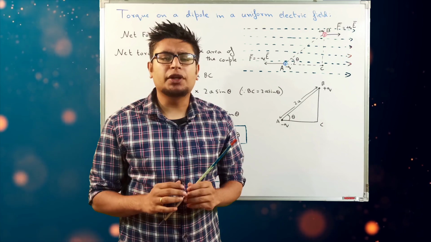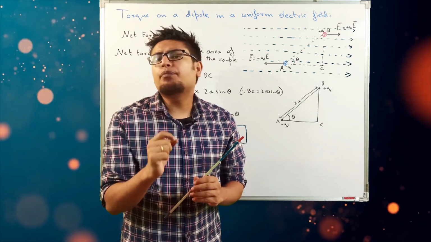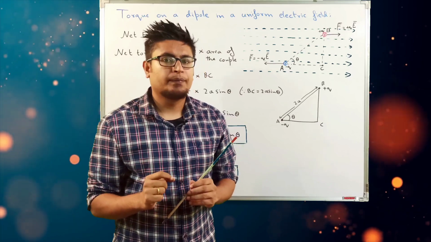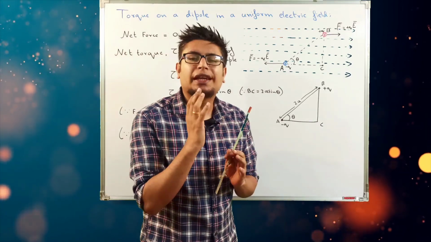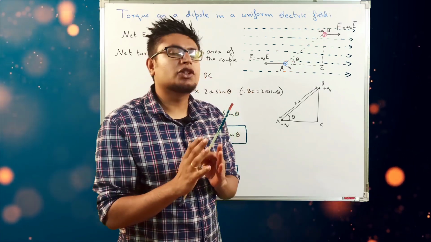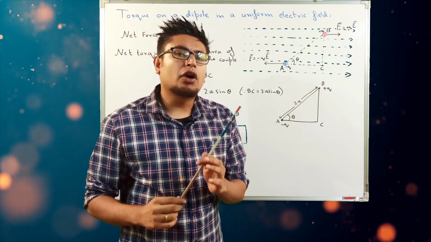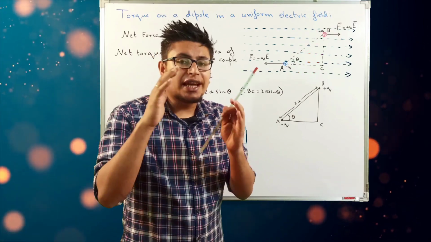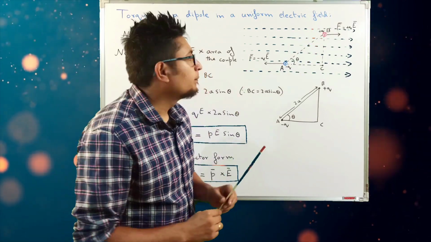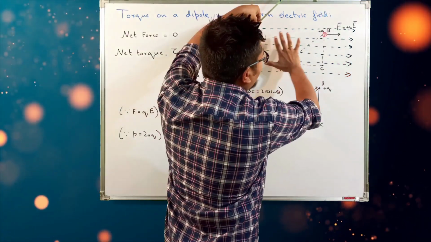Uniform electric field means the magnitude of the electric field at every point is the same. It is not changing. It is uniform at every point. That is known as a uniform electric field. And now we place a dipole inside that uniform electric field. This is my dipole inside a uniform electric field.